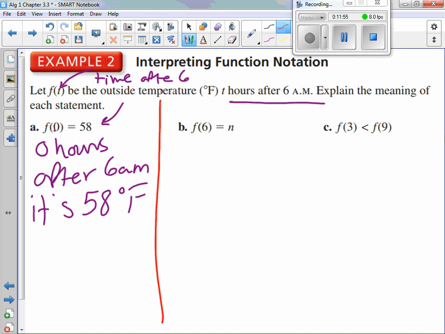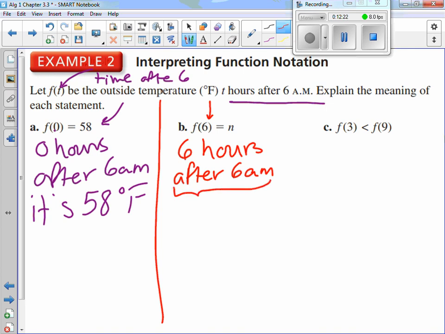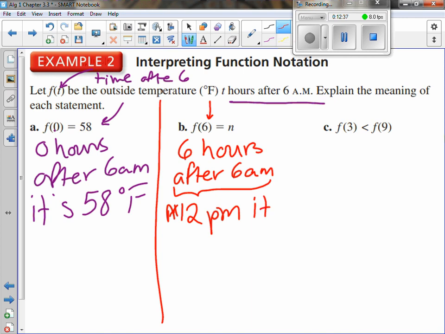Now what about the second one? What is it telling us? F of 6 is equal to N. So what does the 6 tell me? The hour is what? After 6. So we are 6 hours after 6 a.m. What's another way to say 6 hours after 6 a.m.? It would be 12 p.m., yes? So when you say at 12 p.m., it will be what?